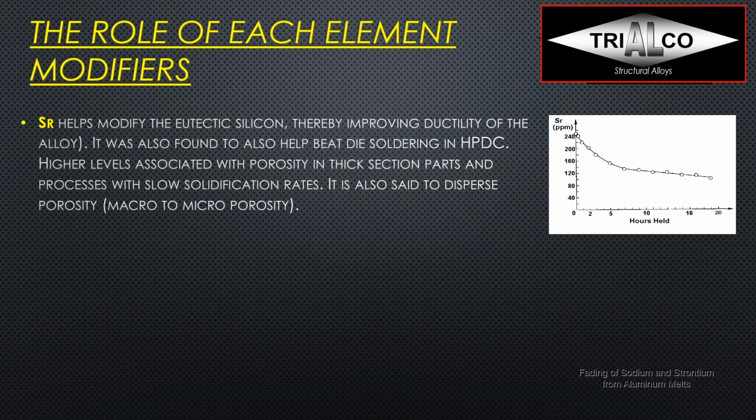One problem with strontium, that will be the same with sodium, of course, is it burns off very quickly. And we can see here on the right, the graph, it shows starting at 240 or 250 ppm, which is a typical level that you will find in an ingot. And you can see that already after a relatively short period of time, it goes down.